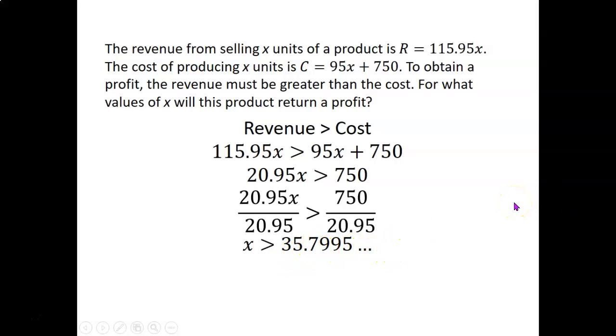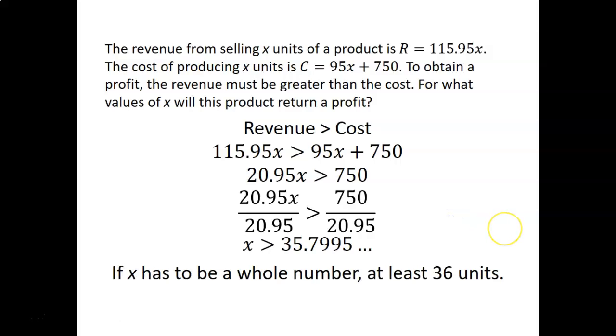So if the number of units you're producing doesn't have to be a whole number, then it can be any number as long as it's greater than 35.7995. So 35.8 is okay, 35.9 is okay. But if it does have to be a whole number, then the whole numbers greater than this would be anything from 36 on up. So if it has to be a whole number, you have to produce at least 36 units. As long as x is 36 or more, then your revenue, what you get from plugging that x into the revenue function, is going to be greater than your cost.